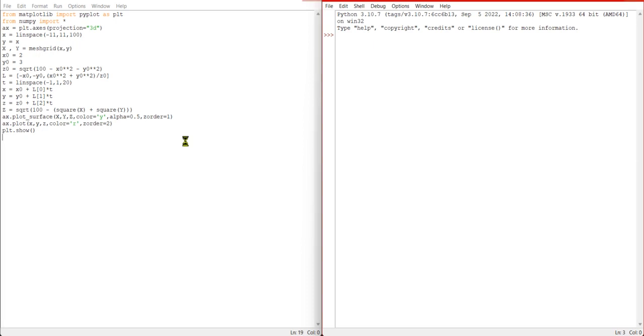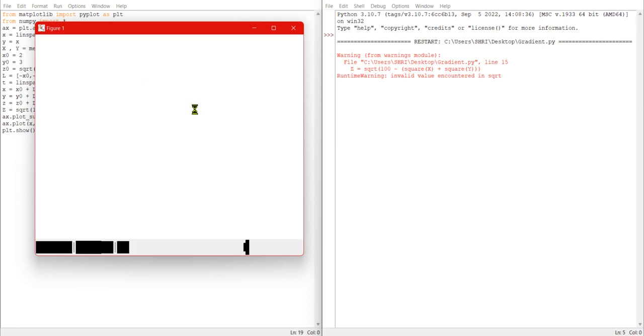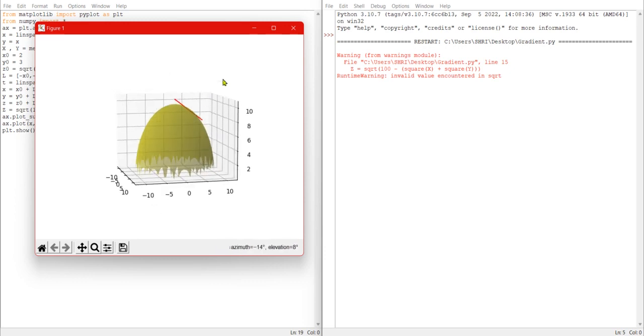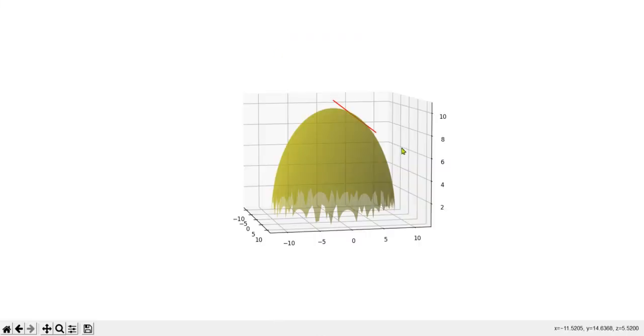It's going to take some time, so be patient for this. Right, so it says that the square root function is behaving weirdly. That's okay, no big deal. It's still graphed out. So yeah, look at this. Actually, I'm going to make this full screen so that you can see it better. Right, so look at this thing. I think we should zoom.